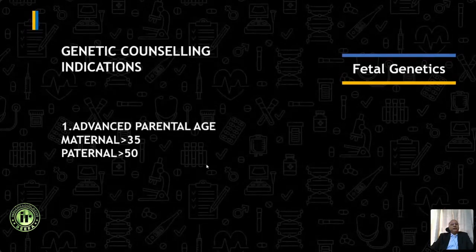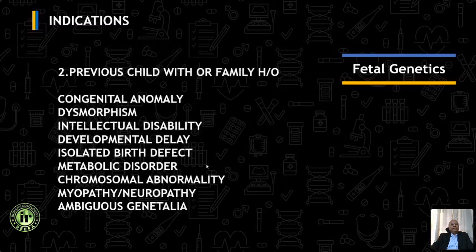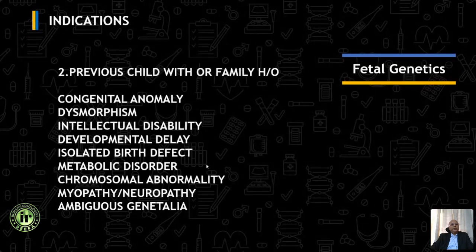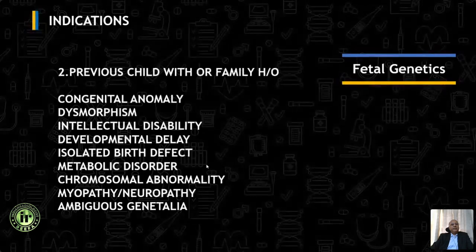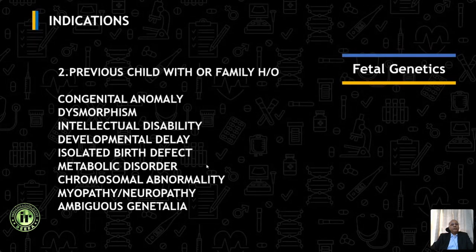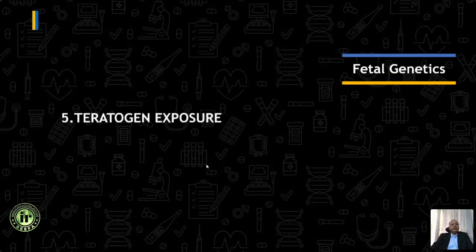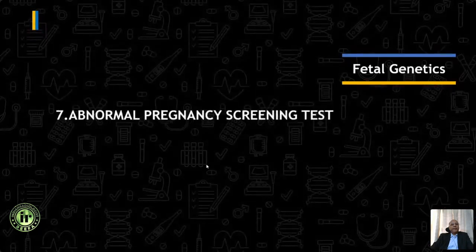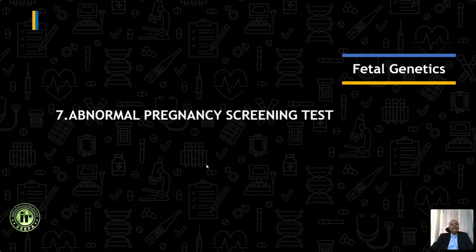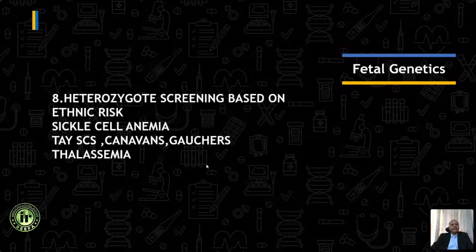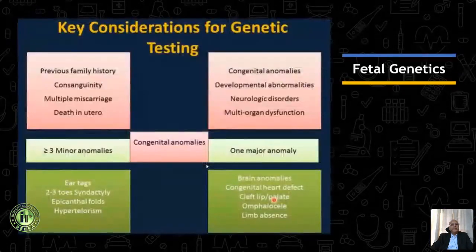Genetic counseling can be offered for various indications: advanced paternal and maternal age, previous child or family history of congenital anomaly, dysmorphism, intellectual disability, developmental delay, isolated birth defect, metabolic disorder, chromosomal abnormality, myopathy, ambiguous genitalia, adult onset disorders, consanguineous marriages, teratogen exposure, repeated pregnancy loss, abnormal pregnancy screening test, which is what we just dealt with, heterozygote screening based on ethnic risk for diseases like sickle cell anemia, Tay-Sachs, Canavan's, Gaucher's, thalassemia.